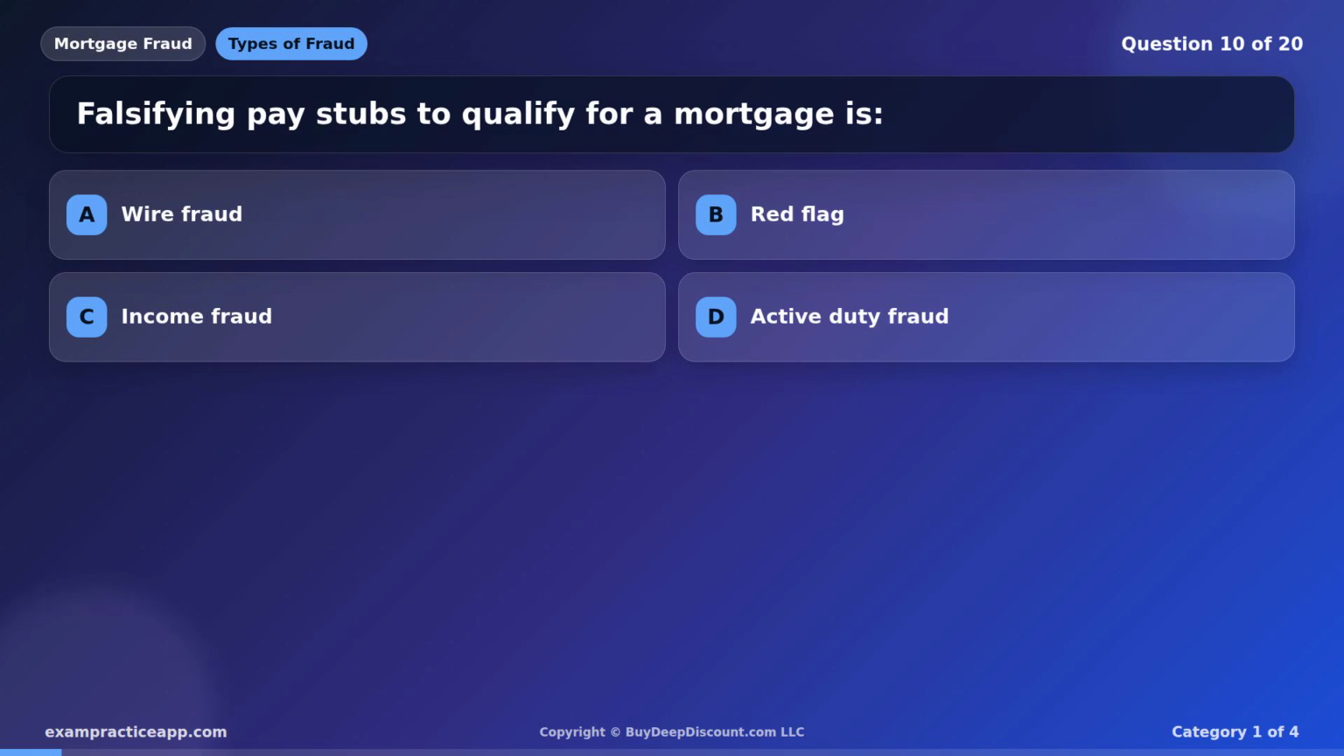Question 10. Falsifying pay stubs to qualify for a mortgage is: option A, wire fraud; option B, a red flag; option C, income fraud; option D, active duty fraud. Take a moment to choose your answer. The correct answer is option C, income fraud. Explanation: providing false income documentation is mortgage fraud.